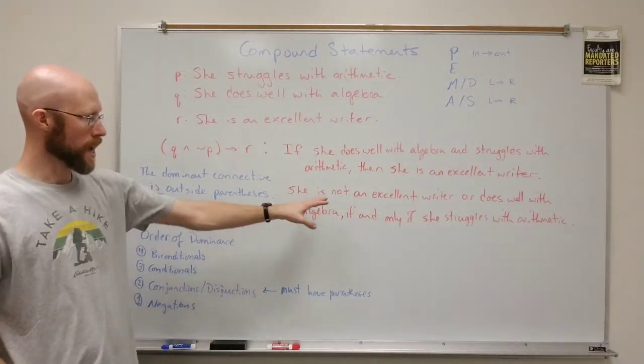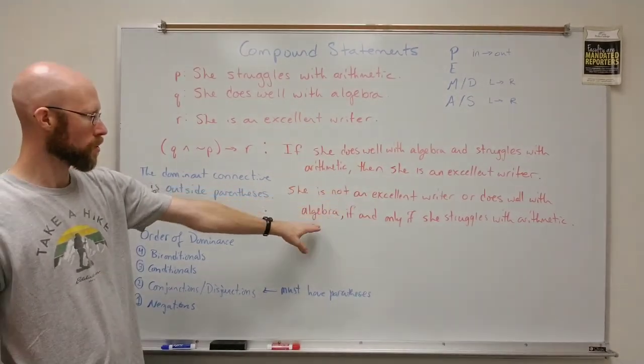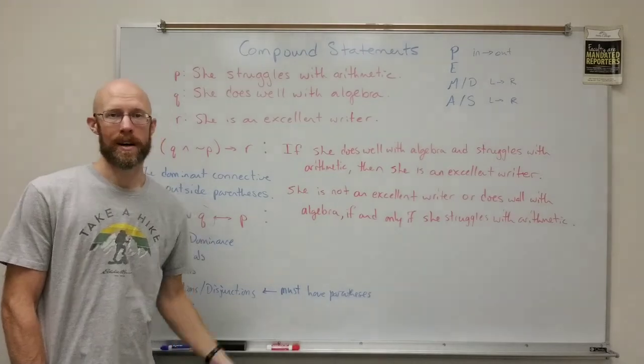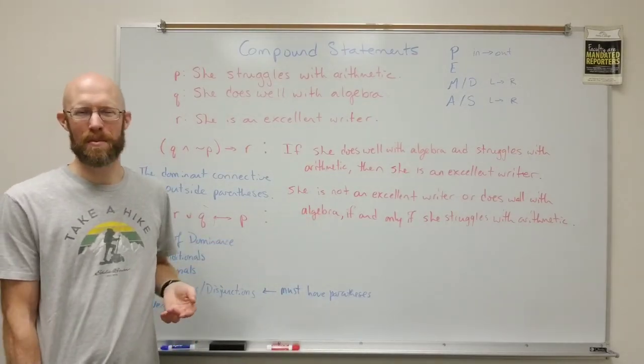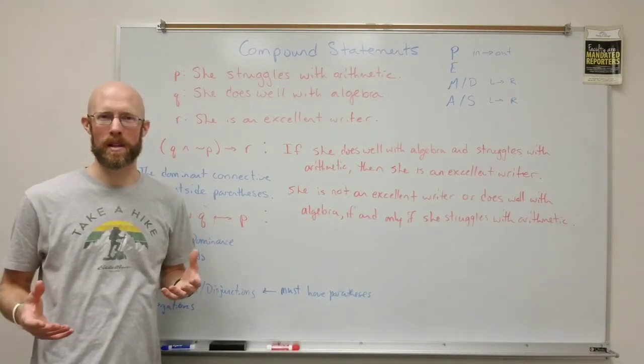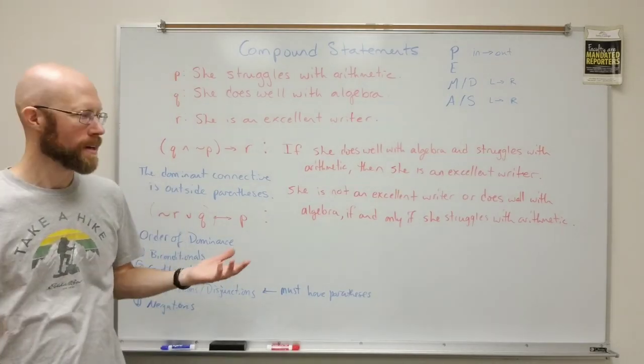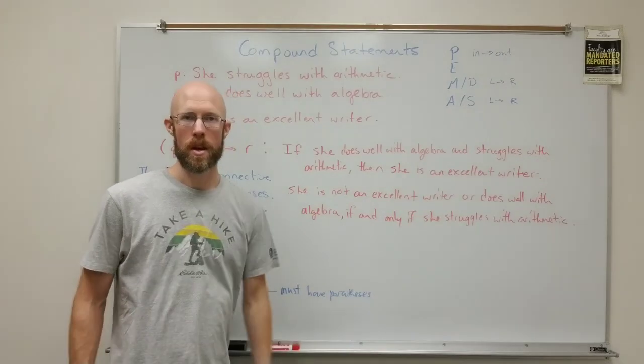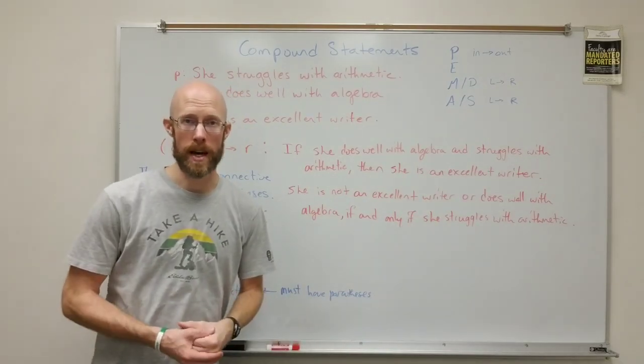Anyway, she is not an excellent writer or does well with algebra if and only if she struggles with arithmetic. Okay. Again, does that really make sense? Is that really a realistic possibility? Probably not. But it doesn't really matter. Again, what really matters is how do I translate that into English?